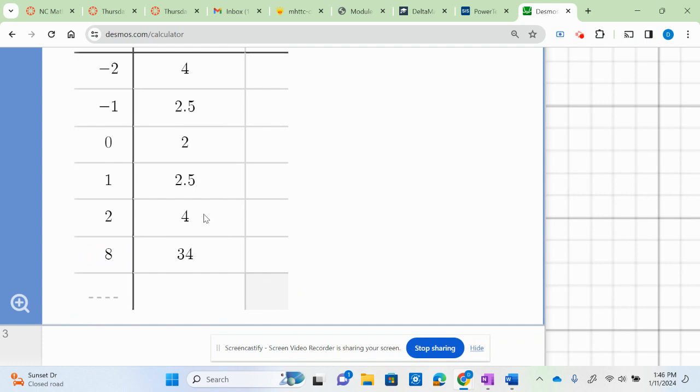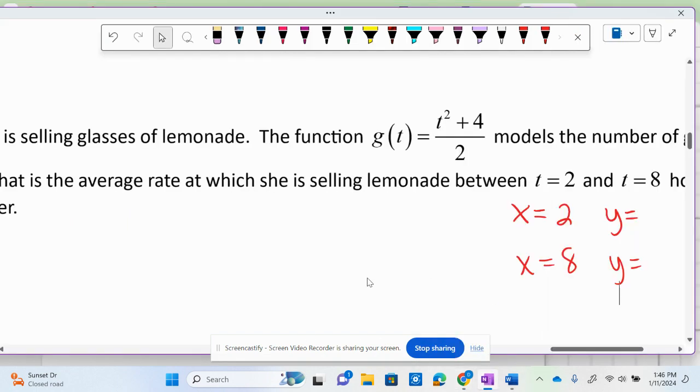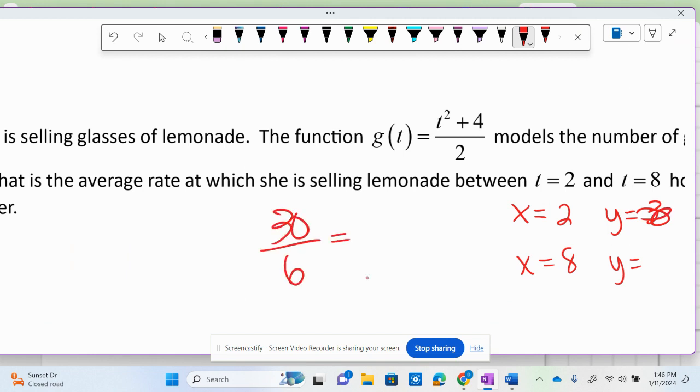So what did I do to the 4 to make it equal 34? Plus 30. What did I do to the 2 to make it equal 8? Plus 6. So I get 30 over 6, which equals 5.